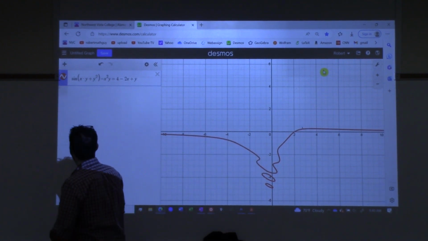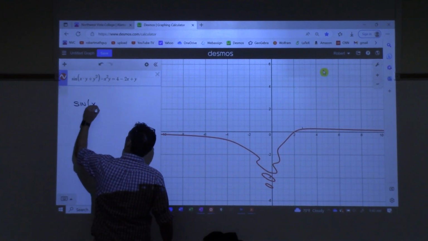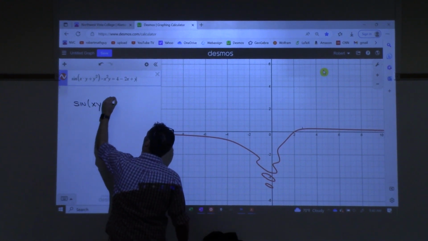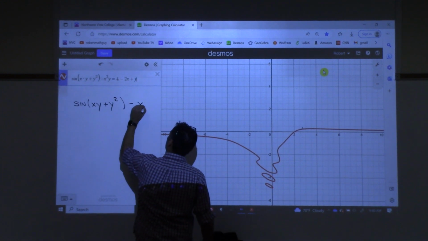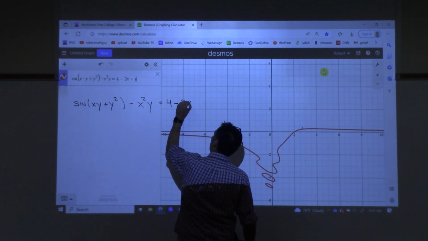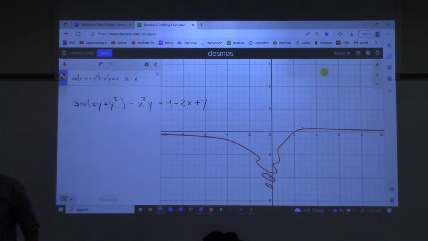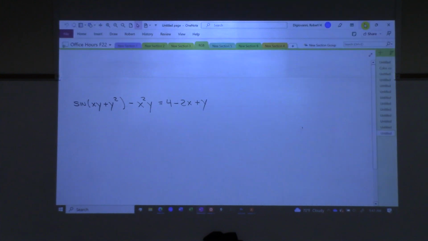All right. Let me write this down. Looks terrible. It's sine(xy + y squared) minus x squared y equals 4 minus 2x plus y. And my directions to you here are to find dy/dx.